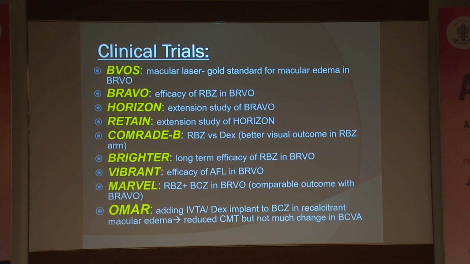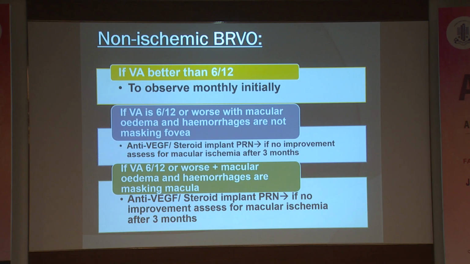So in case of BRVO, again you can see a lot of trials are available: BVOS, Bravo, Horizon, Retain, Comrade, Brighter, Vibrant, Marvel, Omar. Just to give a brief of that, if the visual acuity is more than 6/12, then many of the studies or many authors would love to observe them monthly initially. But if it is worse, then anti-VEGF or steroid as and when required, and if still no improvement, then we need to assess for macular ischemia.